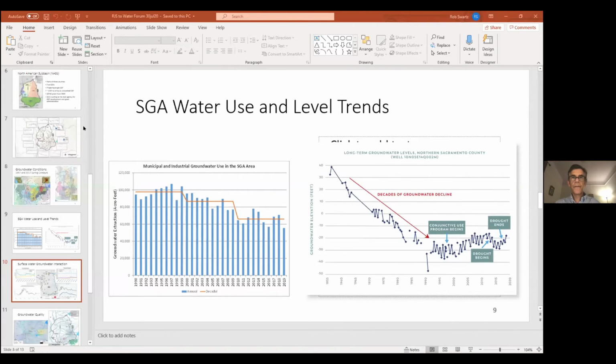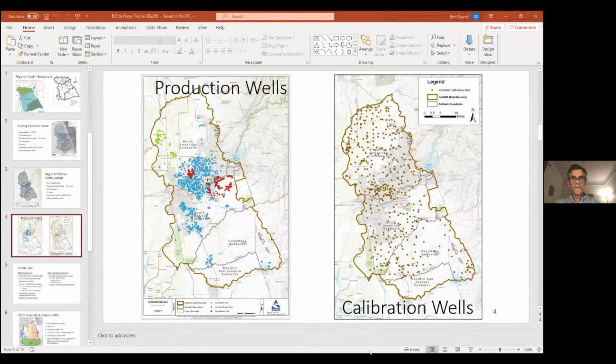With a presentation by Rob Swartz with the RWA on the regional modeling effort. So Rob, I will hand that off to you, and you should be able to hit share screen there and bring your presentation up. There you go. Floor is yours.